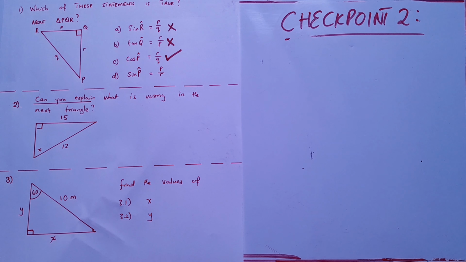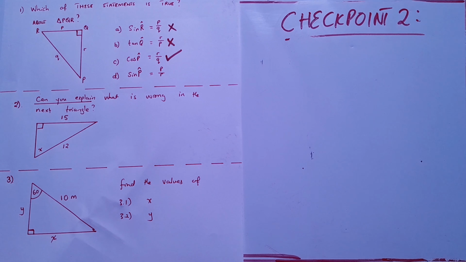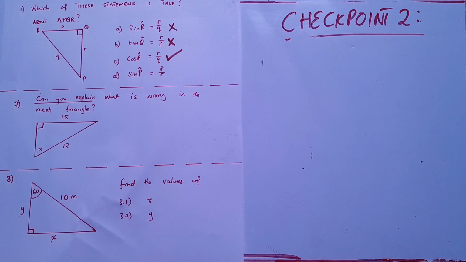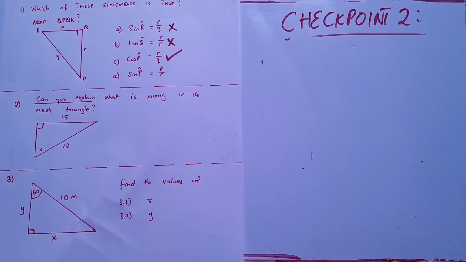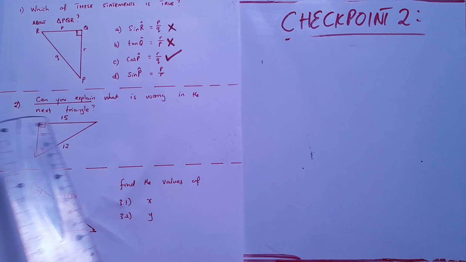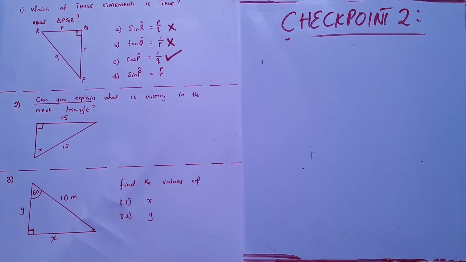So let's go to number 2. Number 2 says, can you explain what is wrong in the next triangle? This is the triangle that we checked in checkpoint 1. If you are looking at this triangle, which one is our hypotenuse? Our hypotenuse is this side, that is opposite to the 90 degrees there. And this side is smaller than this, so this can never be possible. So this is what is wrong with this triangle.